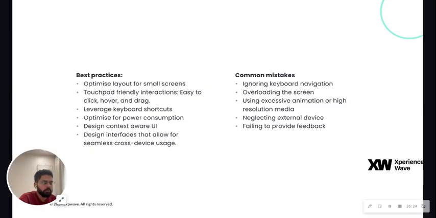Failing to provide feedback. Where input methods are more varied, providing real-time feedback becomes really crucial. So don't neglect to show feedback for interactions, even as little as hover states, press states, or loading states as well.